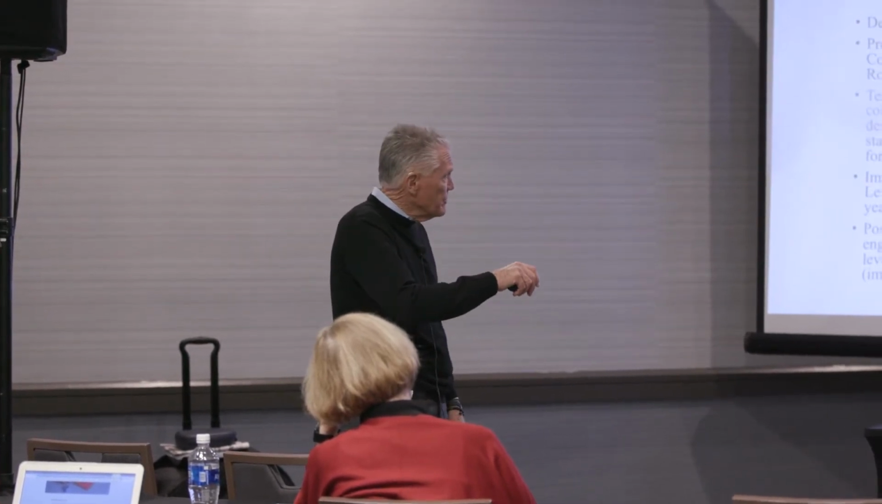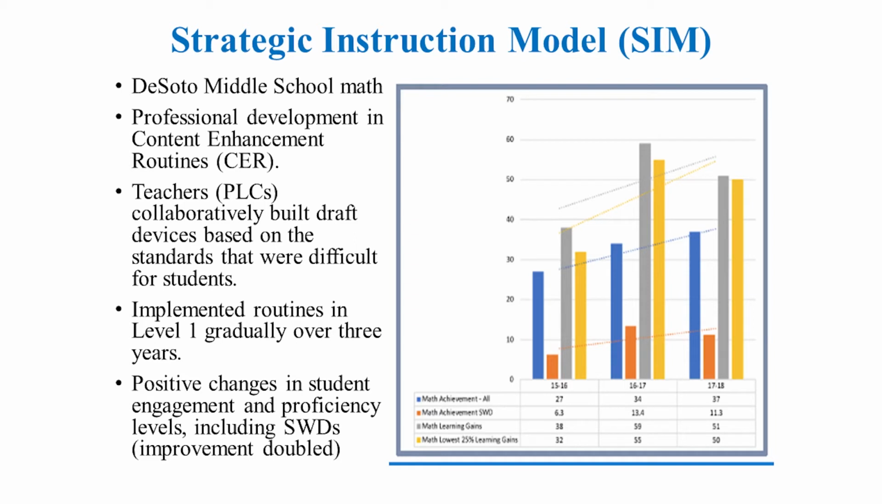Also, kids in the bottom 25th percentile grew just about as fast as all of the other typical kids. And those are kids on free and reduced lunch. Those are kids that are at risk for reasons other than a disability. And this was all general education teachers in that middle school utilizing the strategic instruction model.